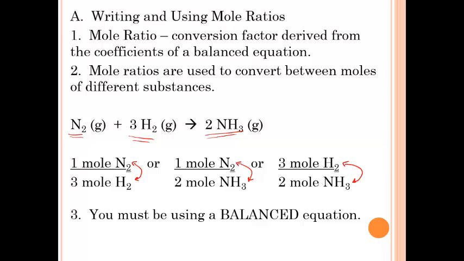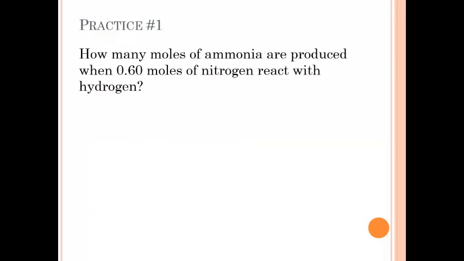Now we're going to do a few practice problems together, and in this first one we are still going to be using the balanced equation from the previous slide, but just so that I can see it as I'm working, we're going to rewrite it. You don't have to, though. Alright, so here is our balanced equation, because we have to start with a balanced equation, and now it wants to know how many moles of ammonia, okay, ammonia is NH3, are produced when we start with 0.60 moles of nitrogen.